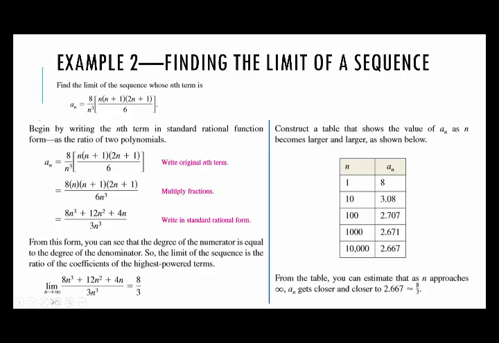Now, what you could do over here is take your rule where we divide everything by the highest variable with power in the denominator and just divide it through. So you would get 8 plus 12 over n plus 4 over n squared over 3, which would basically just get you 8 plus 0 over 3, which is 8 over 3.